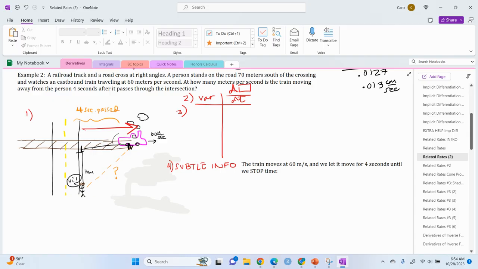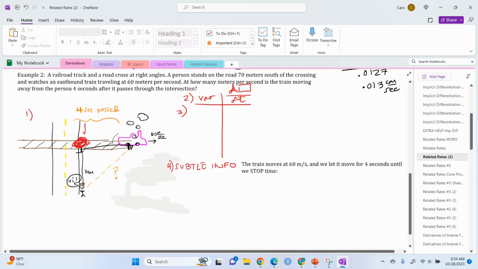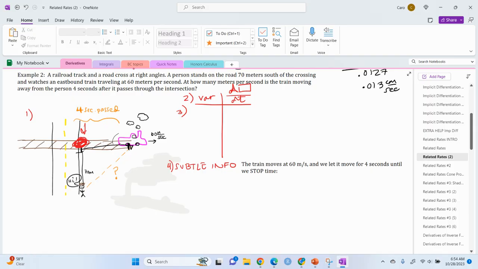So how many meters per second is the train moving away from the person 4 seconds after it passes through the intersection? So 4 seconds after this moment. We let it run for 4 seconds. Then we stop time, and we want to calculate the rates at that exact moment. All right, so what are we even looking for here? How many meters per second is the train moving away from the person?